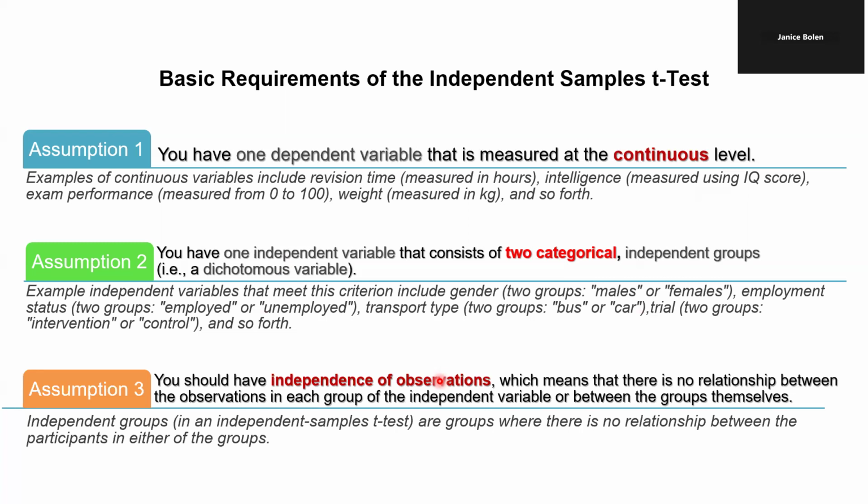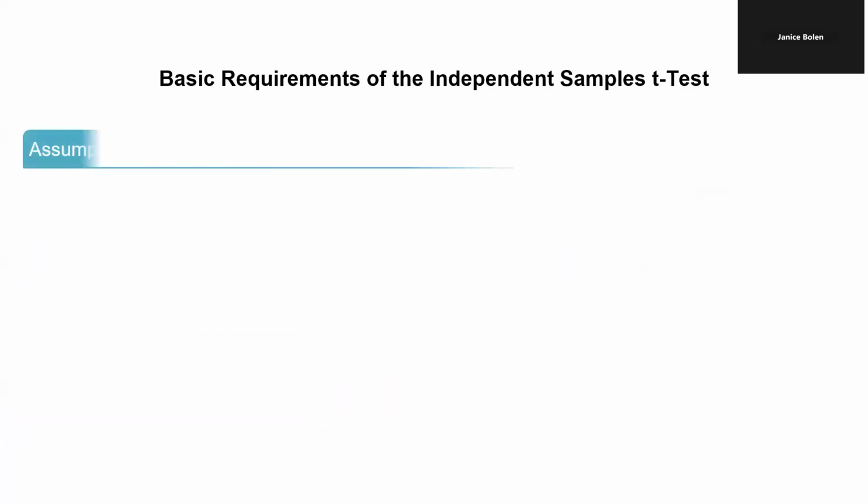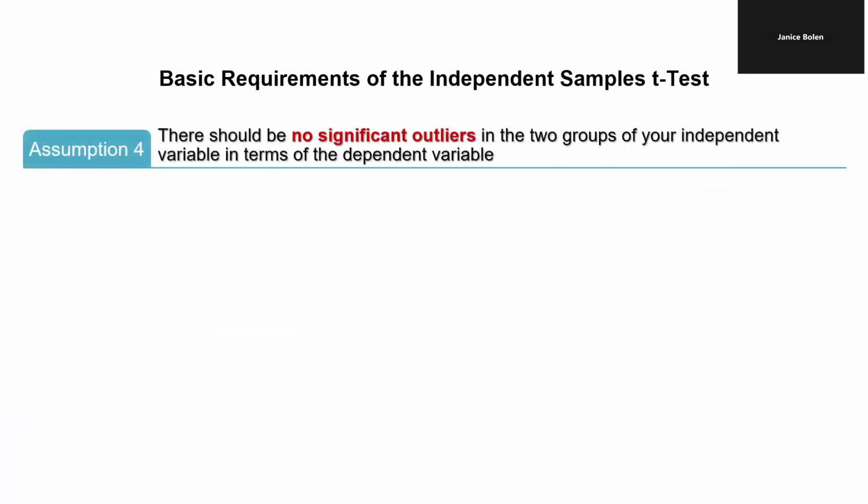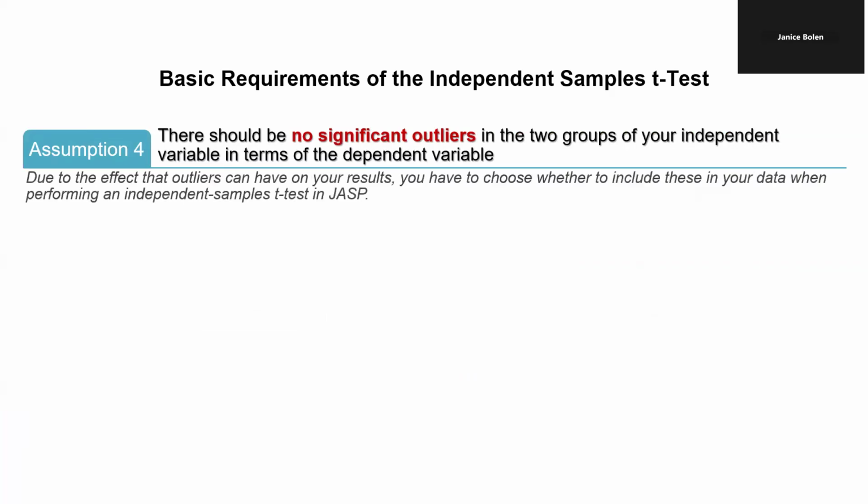So meaning if an element would belong in group A, that particular element could not belong in group B at the same time. So we have two different groups. Now, the fourth assumption is that there are no significant outliers. Here, due to the effect that outliers can have on your results, you have to choose whether to include these in your data when performing an independent samples t-test in JASP.